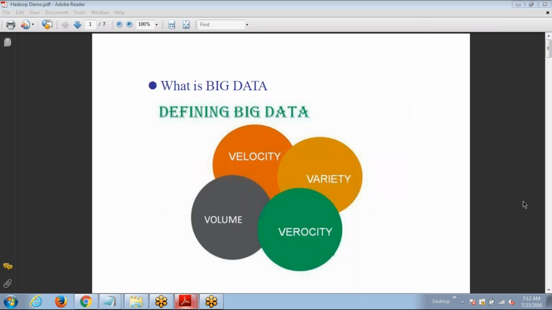We are going to provide the use cases for each and every ecosystem component that we discuss. Without that, we don't move further. Also, I'm going to show it live. I'm going to share my desktop and open my Hadoop cluster. I'm going to show you how to perform each and every task, how we do it in the real-time environment.